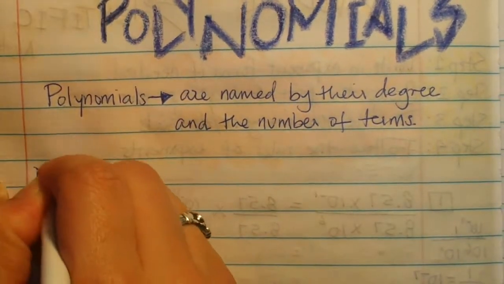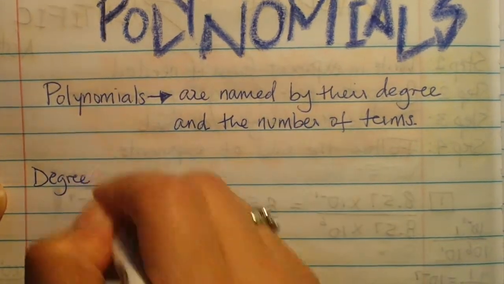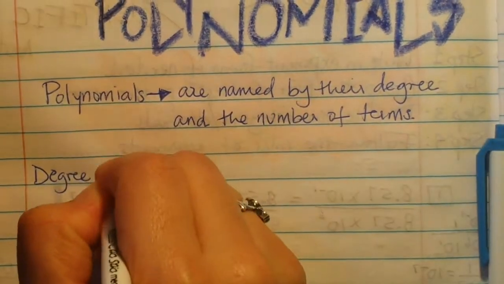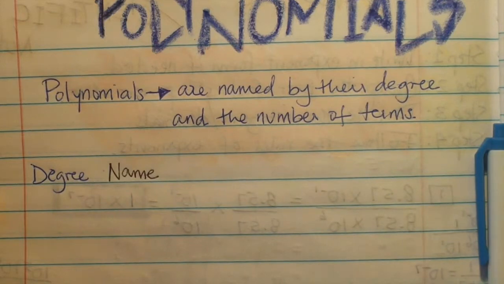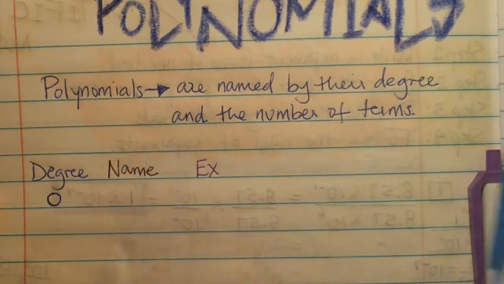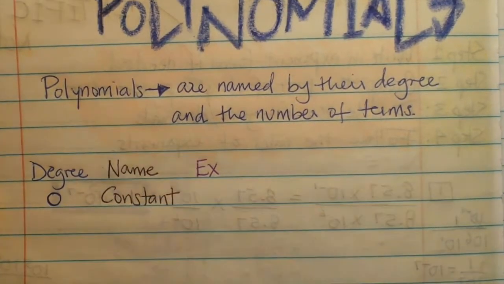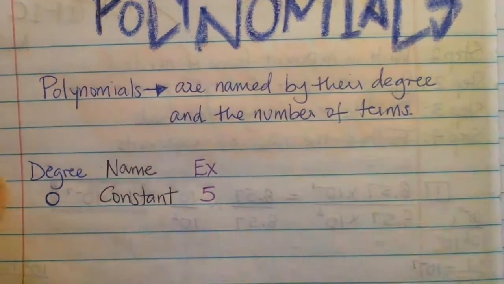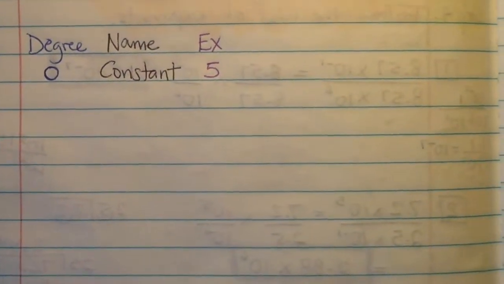Alright, so we're going to take a look at each one individually. Let's first look at degrees. Go ahead and write down degree, then name, and as an example. Then write EX for example. If it has a 0 degree, it's called a constant. What does that look like? Like the number 5.